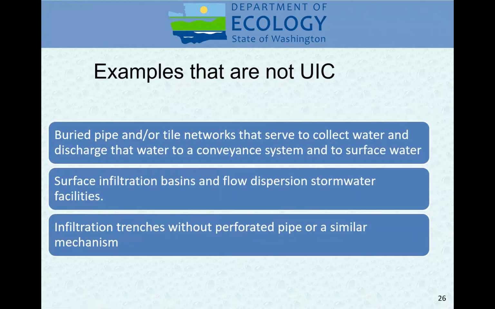What aren't UICs? So buried pipe networks that serve to collect water and discharge that water to a conveyance system. Okay, that was an interception trench that catches groundwater before it gets to the footing of a building and takes that water and puts it back into the surface. That's not a UIC. Surface infiltration basins and flow dispersion facilities, those aren't deeper than they are wide, so they're not UICs. And infiltration trenches without the perforated pipe or a similar mechanism to move water along the system, those are not UICs.